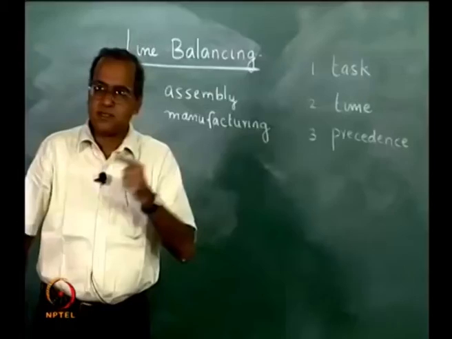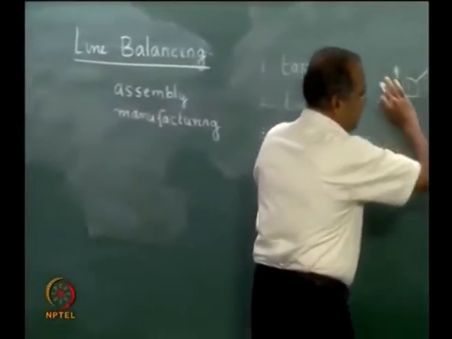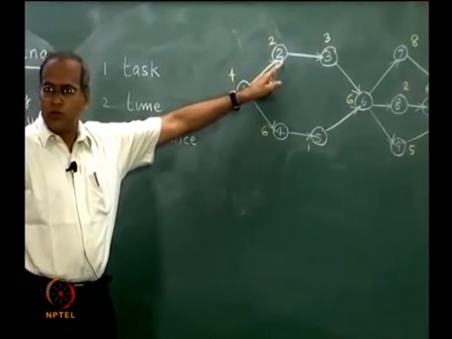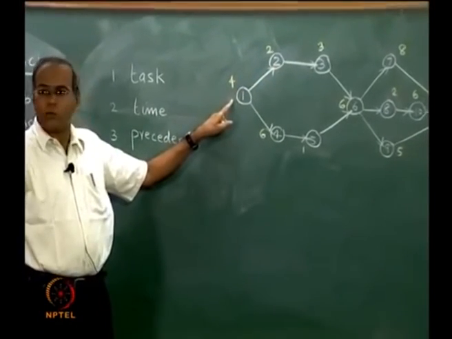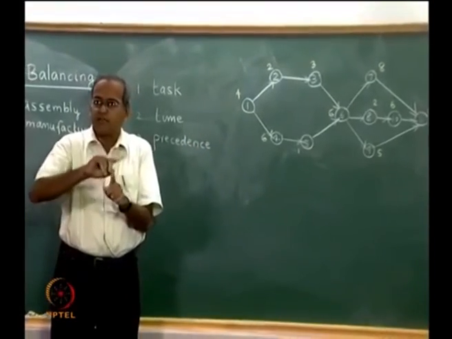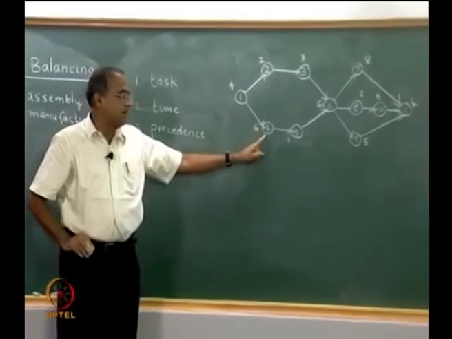The precedence is captured through the arcs. For example, from this network one can say that we can perform task 2 after we have performed task 1. Task 1 is the preceding activity for task 2. Similarly, task 1 should precede task 4.